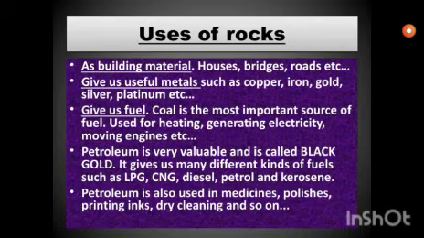Coal is the most important source of fuel. It is a fossil fuel made up of dead plants. It is used for heating and generating electricity. It is a fossil fuel which is also used for moving engines, etc.